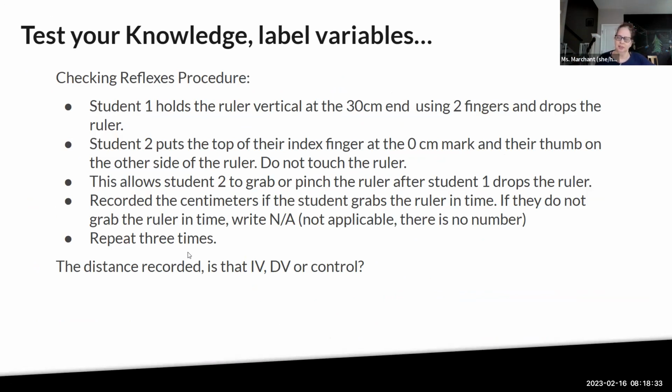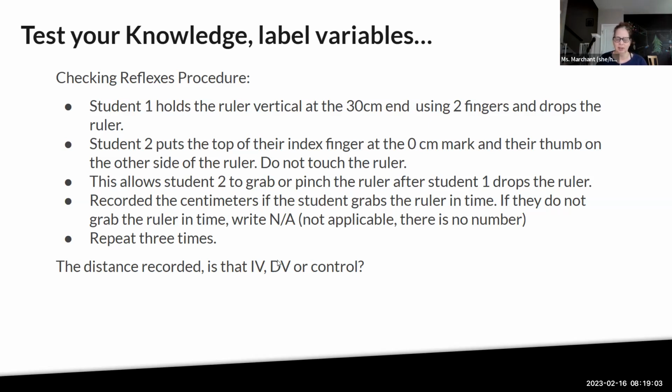This time we've got to figure out what's going on without the problem statements. So sometimes they can just give you a procedure. Okay, so the distance recorded, is that going to be my IV, my DV, or my control? If we drop the ruler, then I will be able to catch it at blank because of my reflexes. If I drop the ruler, then, so in this case, I got a "then" for where I'm going to catch it.